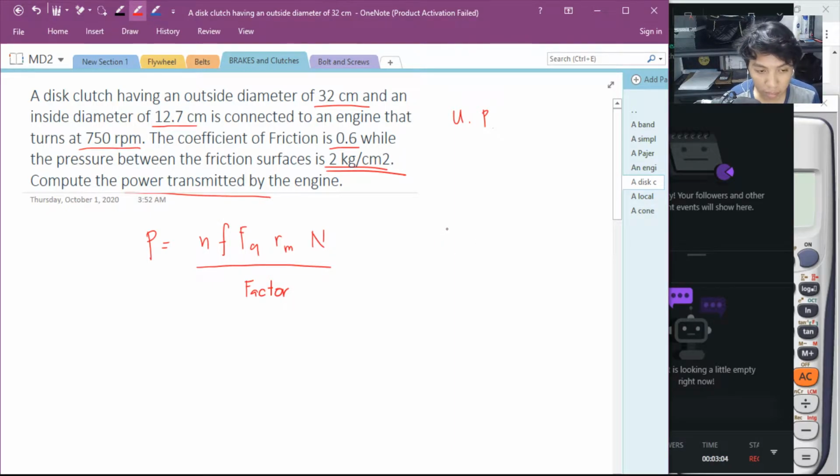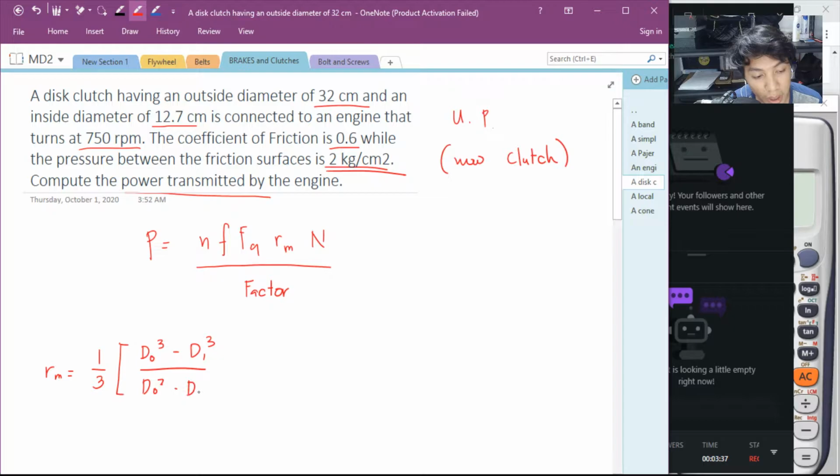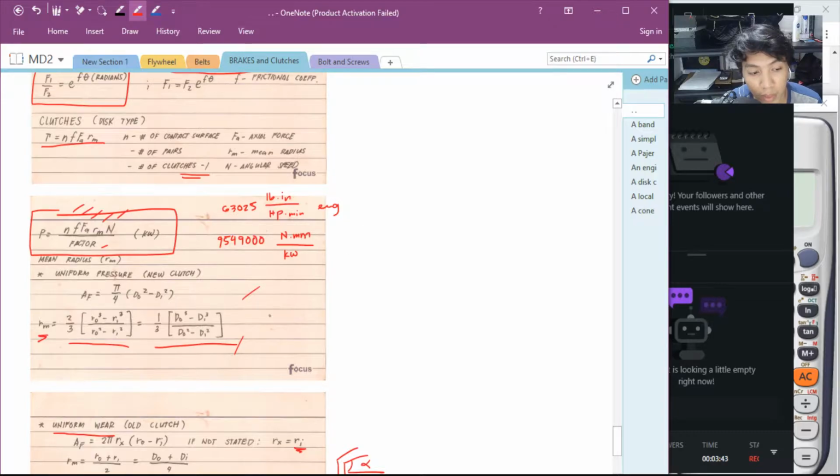Ngayon, we assume that it is in uniform pressure or it is a new clutch. Kung new clutch yan, yung RM natin, gamitin natin yung kanyang diameter. So, that is 1/3 multiplied to yung DO cube minus DI cube divided by DO squared minus DI squared. Let us check the formula kung tama ba. Andito yung ating formula. So, it is correct.